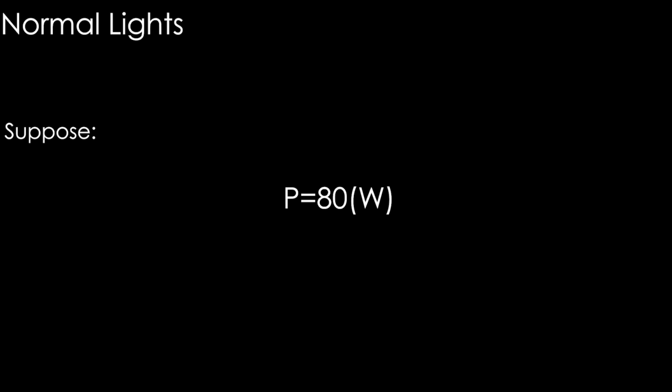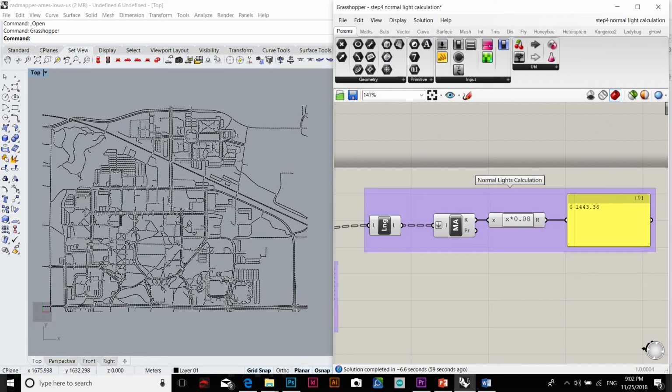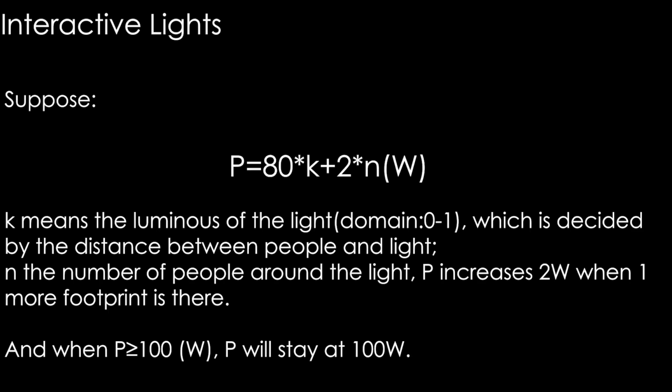The last step, analysis, calculating economical benefits of the interactive lights. Before the calculation, let's suppose the power of each light. I set the power of each normal light at 80 watts. In Grasshopper, it can be calculated by multiplying the power with the number of the generated lights. It's 1,443.36 kilowatts.